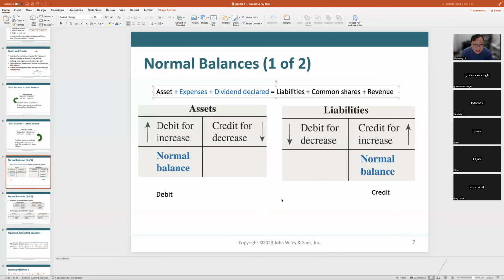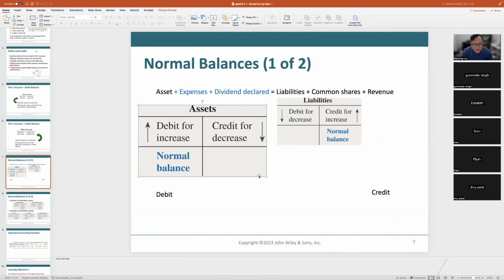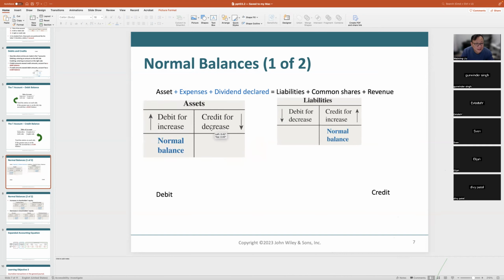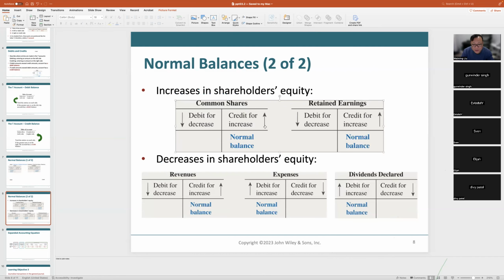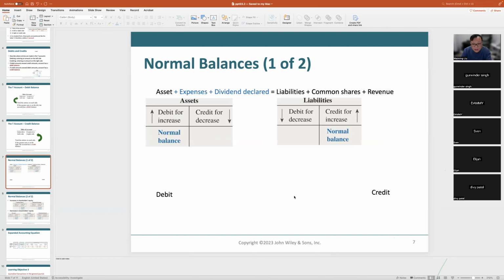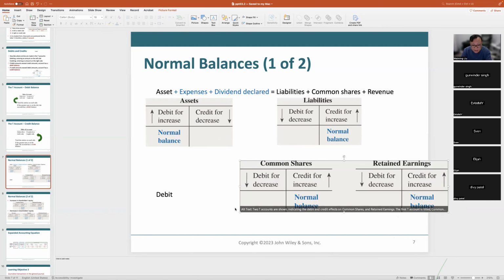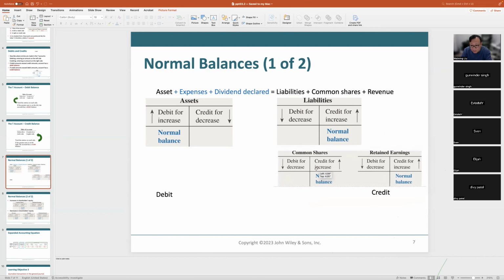Okay, so now, can anyone tell me what about expenses? What about common shares? What about the revenue? What about the dividend declared? Okay, so this is the liability. This is the asset. So now let's take a look at the common shares and retained earnings. These should be the same because they're on the right side, right?